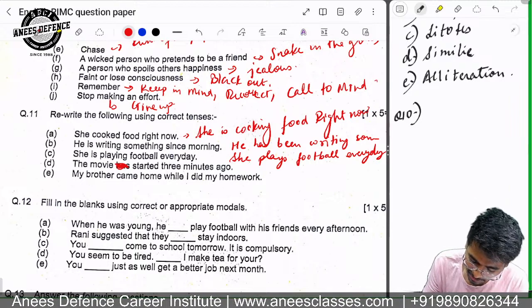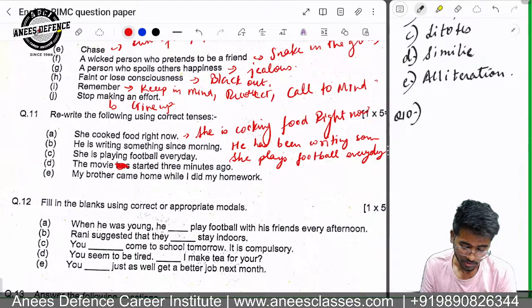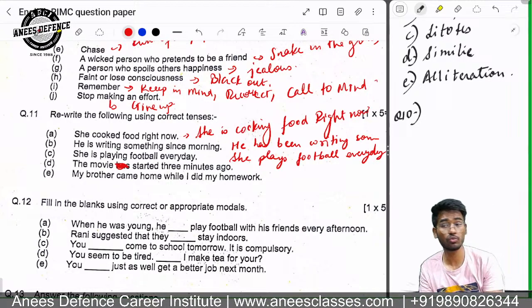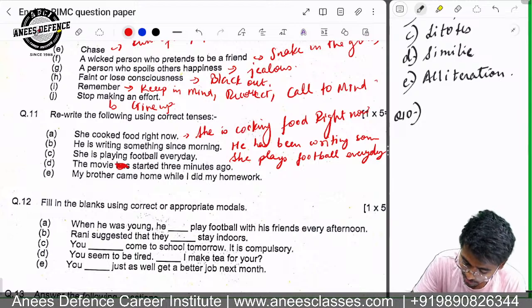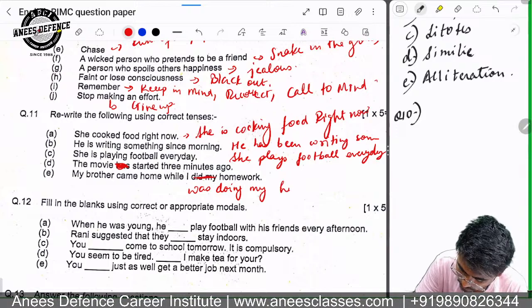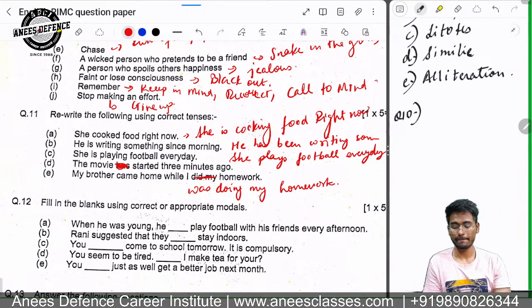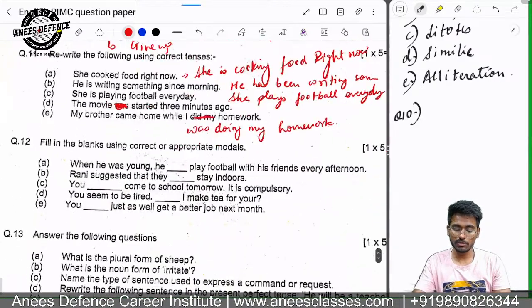ओके, "माई ब्रदर केम होम वाइल आई डिड माई होमवर्क." Now this sentence is wrong. It can be written as: my brother came home while I was doing my homework. So, while I was doing my homework, this is grammatically correct. Okay, ठीक है. Yes, next question number 12.